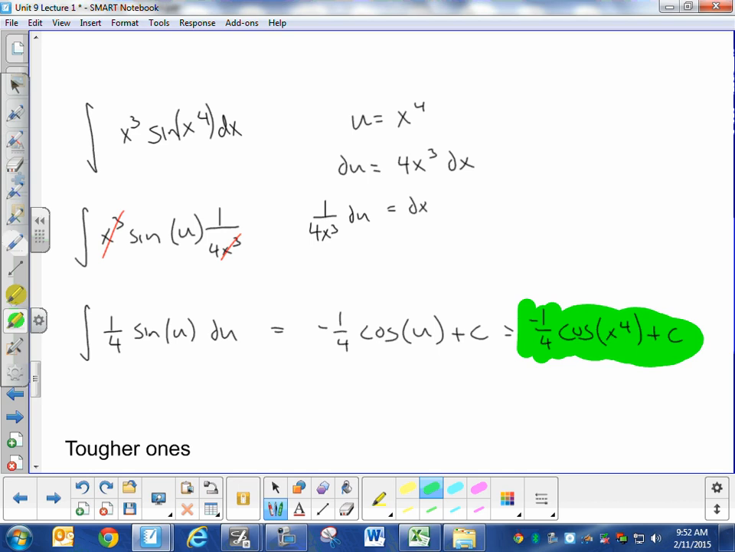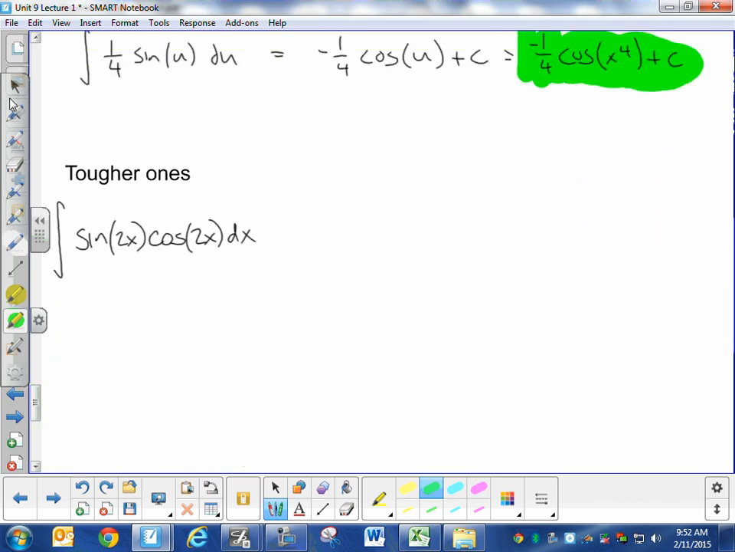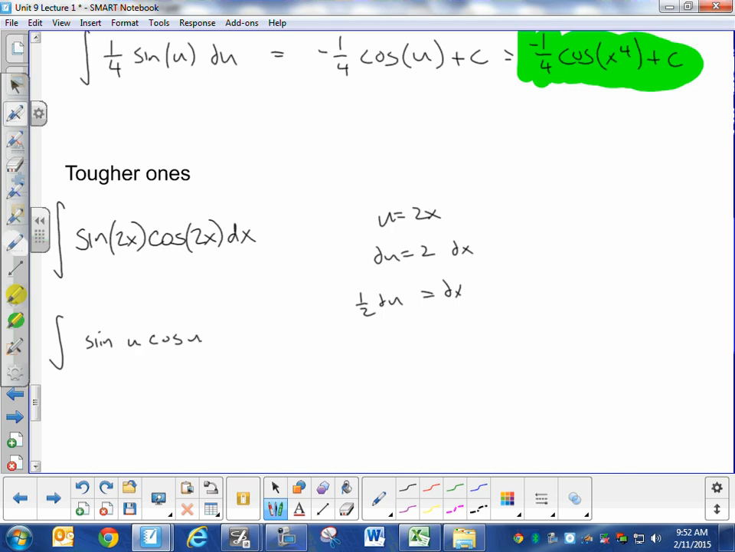Well, they're not always that straightforward. Like that. You'd think, right? You'd say, okay, u is equal to 2x. I get du is equal to 2 dx. I get dx is equal to 1/2 du. Well, I got sine u cos u 1/2 du. Is this a simpler function that I can take the antiderivative of?